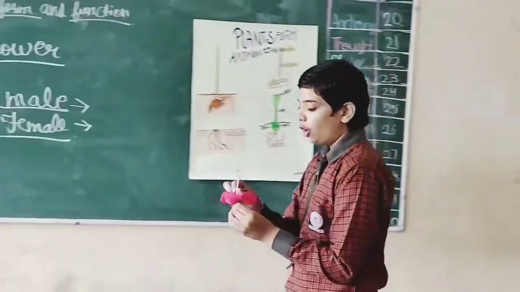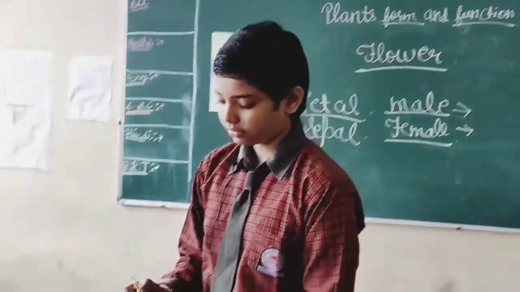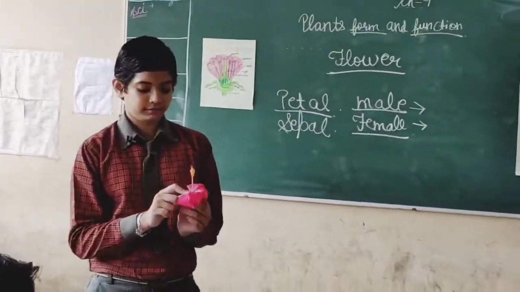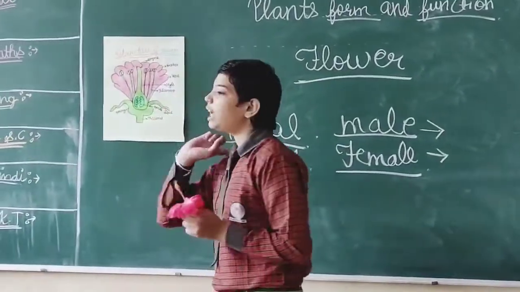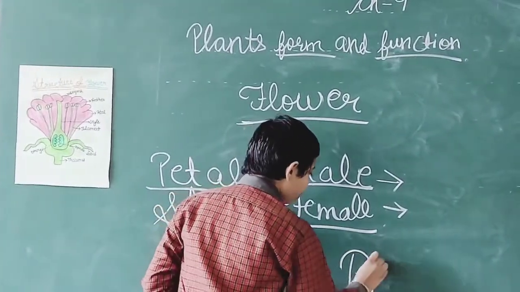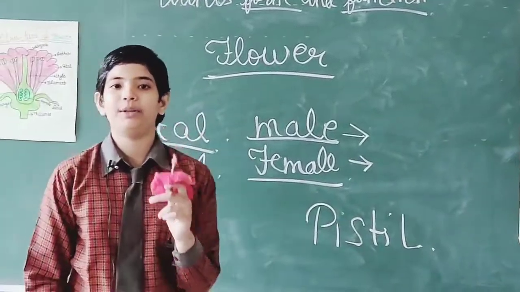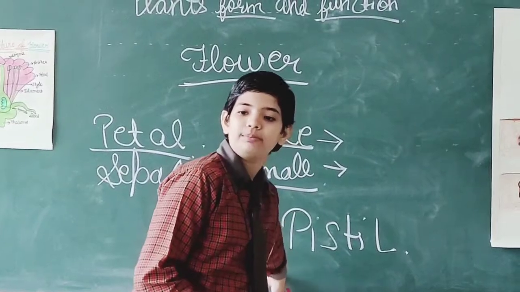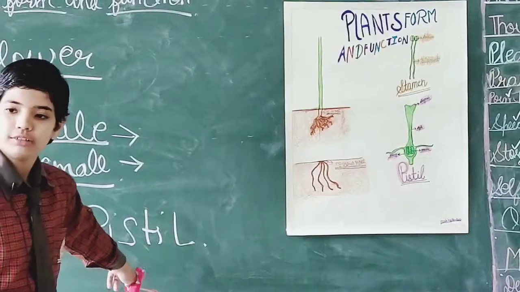And this is the female portion of the flower. We call the female portion the pistil, and the male portion the stamen.